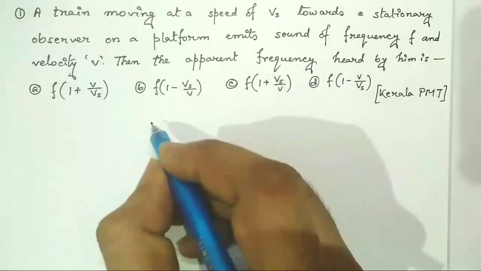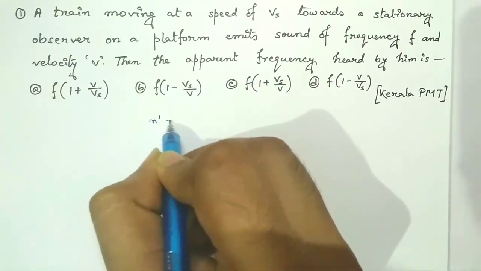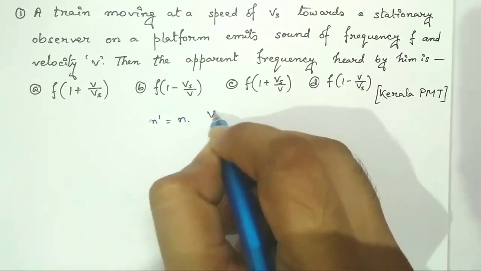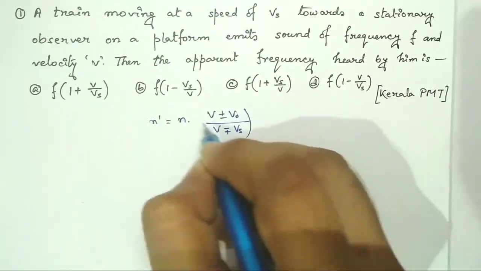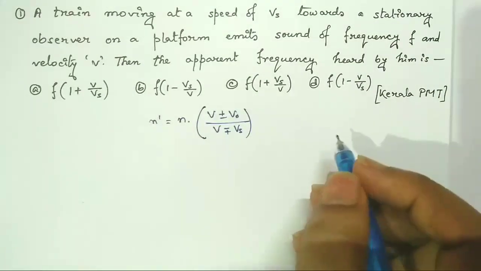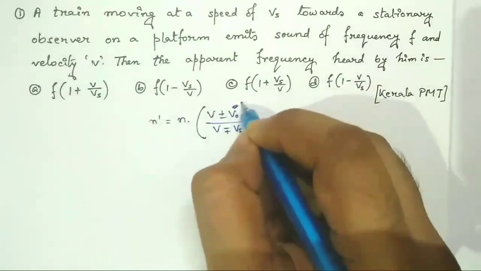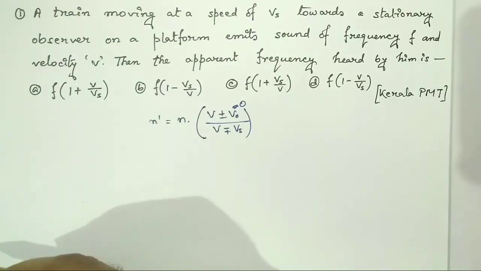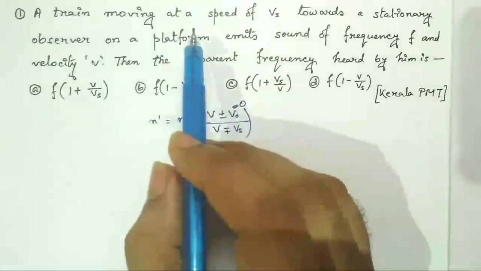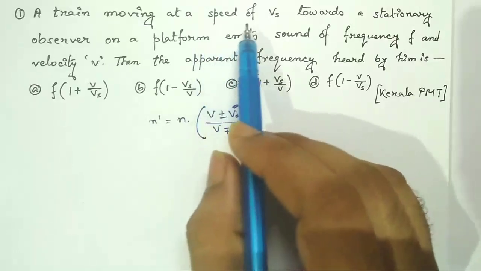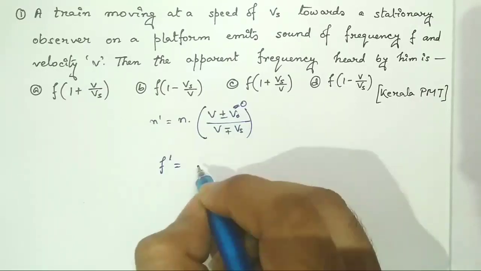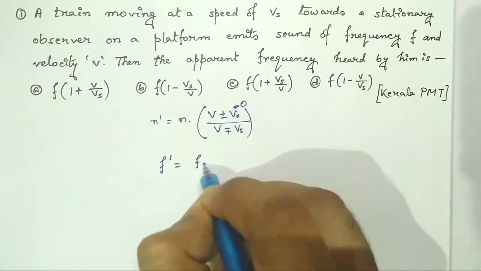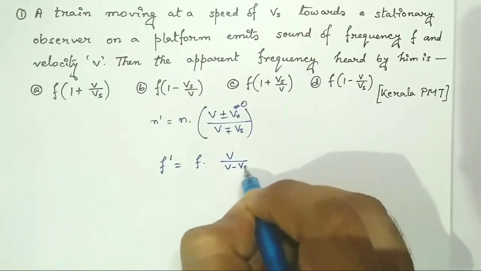We know the equation of apparent frequency is given by n prime equal to n into (v plus minus vo) divided by (v minus plus vs). This is the general formula. Now here the observer is stationary, so he is at rest, vo equal to 0, and as the sound source is moving towards the stationary observer, we will consider only the upper sign. So in that case the apparent frequency will be given by f prime equal to f into v divided by (v minus vs).